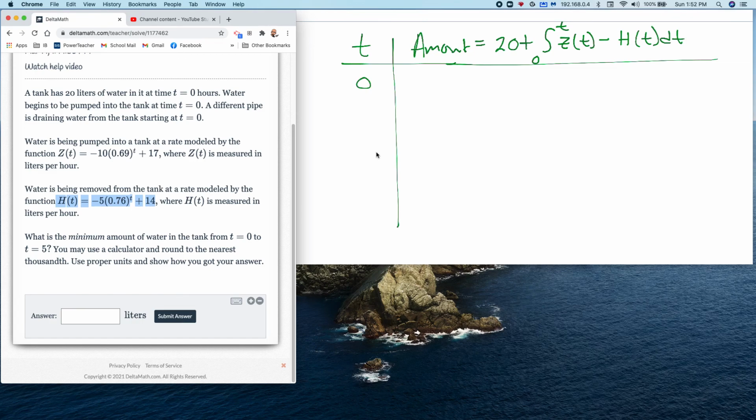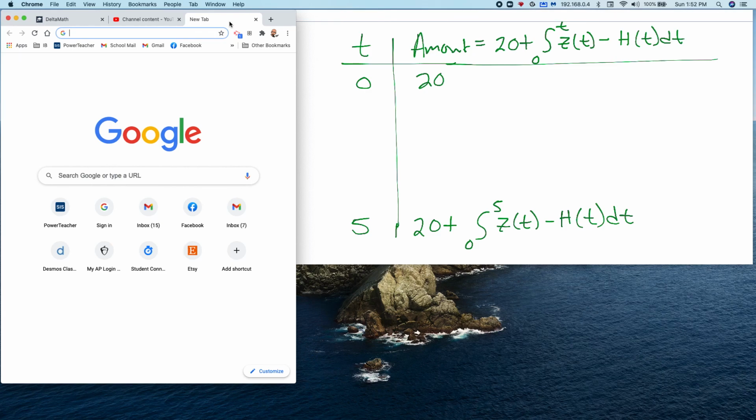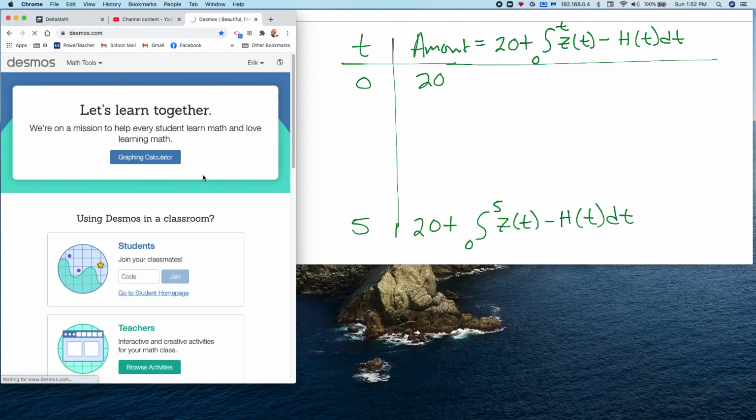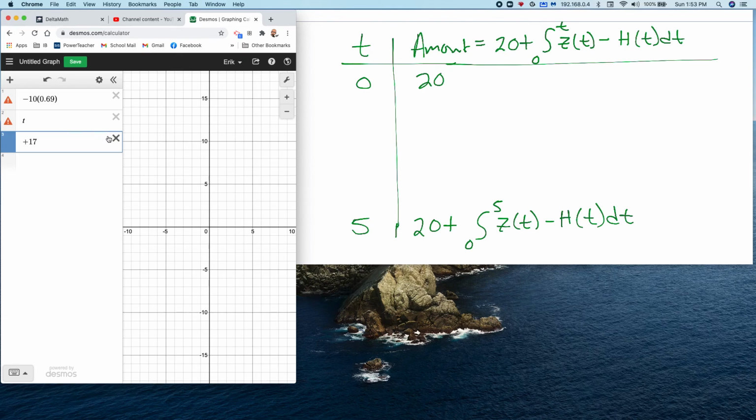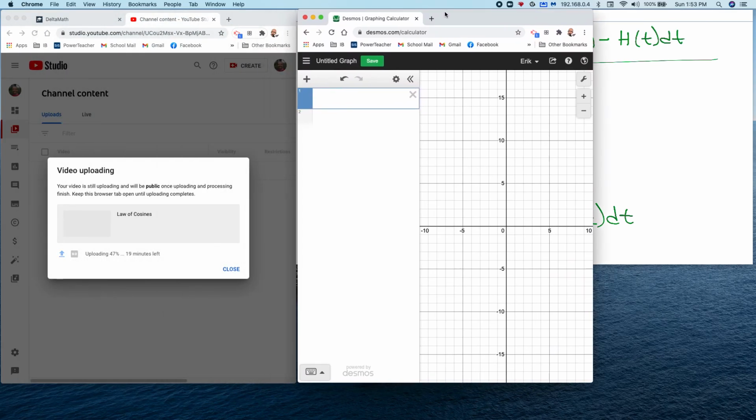Okay, so that's what we have. We know at 0, there were 20 liters in the tank. We know at 5, we could figure out 20 plus the integral from 0 to 5 of z of t minus h of t. We could do that on our calculator. We could put those equations in on our calculator. The key is, what are we going to do in the middle? I know you have a graphing calculator that you really need to get used to using, because you're going to have to use it on the AP exam for a problem just like this. So if I take this, I don't know if I'll be able to copy it, but I'll give it a shot. Nope, that won't let me do it. So I'm going to have to write it down, and I'm going to pull this window down so I can see both of them at the same time.